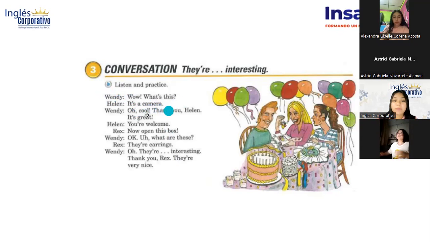It's a camera. Oh, cool. Thank you, Helen. It's great. You're welcome. Now open this box. Remember, this box. Okay. Oh, what are these? They're earrings. Oh, they're interesting. Thank you, Rex. They're very nice. Yeah, there. Very good. All right, let's continue.